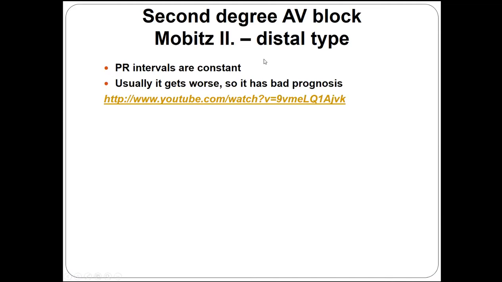Mobitz type 2 means a distal block. Mobitz type 1 involves the AV node as a proximal block, mostly reversible, so the chance that the patient develops a third degree AV block is very low. However, in Mobitz type 2 there are ischemic changes and it usually progresses to third degree AV block, and only the ventricular escape rhythm can save the life of the patient, with a very low cardiac output. This is why they put in a pacemaker, and why it's important to distinguish Mobitz type 2 from Mobitz type 1.